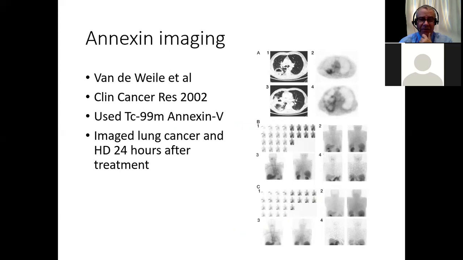This is from Chris van der Wiel, who is a great friend of South Africa, been many times to help with various research projects, working in Belgium. And here we have some lung cancers and some lymphomas. And you can see in panel 2 and 4, these are done 24 hours after the first chemotherapy is given. And you can see there's quite intense uptake. And this is meant to correlate well with tumor reduction. It seems to work better with Hodgkin's disease than it does with lung cancer.